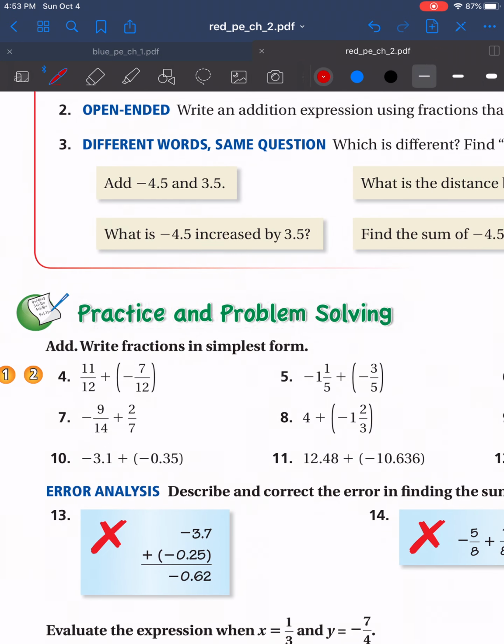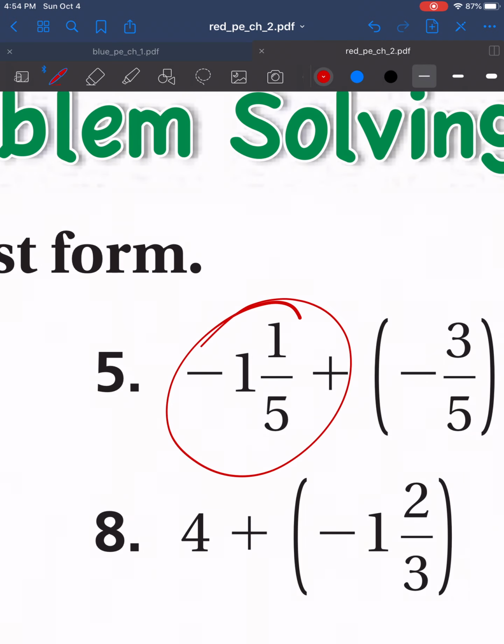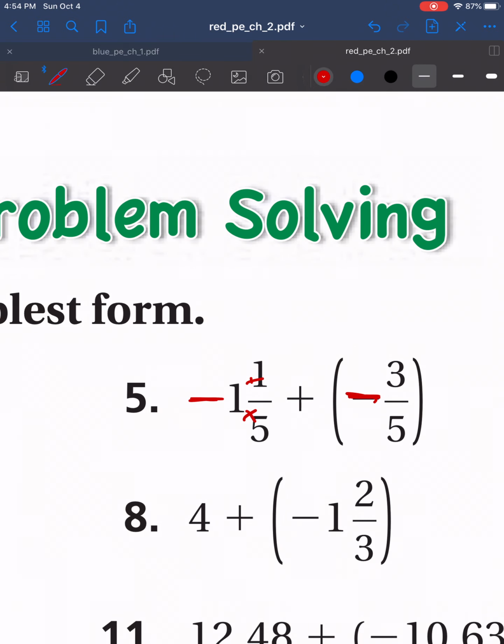Number 4 has common denominators. That's great. You just have to remember now my negative rules, right? Signs are different, so I subtract. Number 5, I see a disgusting mixed number. Oh, we have to make that into improper, okay? By timesing and plussing and keeping the negative. And then signs are the same, so I can just add.